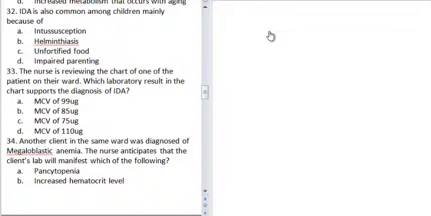Iron deficiency anemia is also common among children mainly because of answer B, helminthiasis, or parasitic worms. We all know that if a person has parasites, the nutrients are being taken by the worm instead of being absorbed by the body. B is the answer.